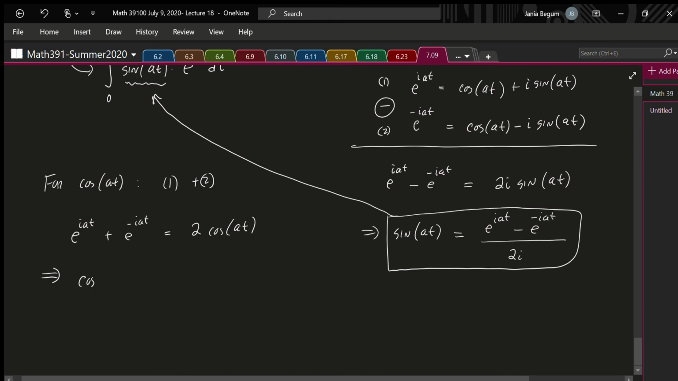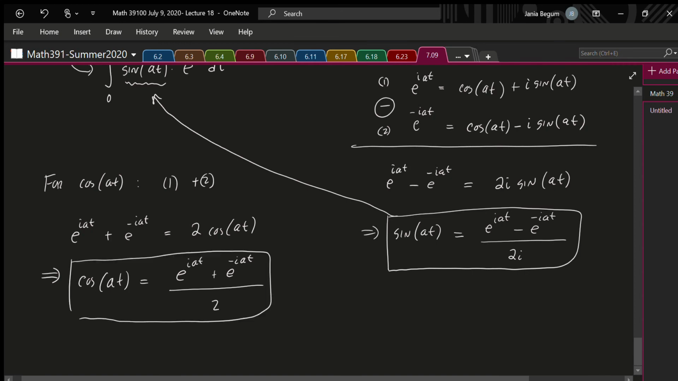So we have cosine at is equal to e to the iat plus e to the negative iat, all over 2. You would use this definition for cosine if you're integrating cosine with the exponential e to the negative st. These are what we call the complex definitions of sine and cosine.